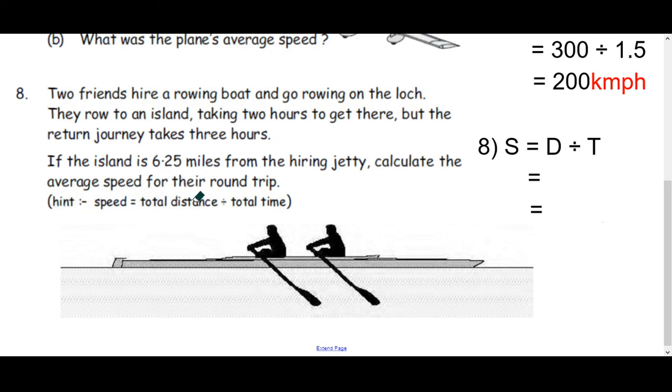So the speed is the total distance travelled divided by the total time it took. Now, if they're going 6.25 miles there and then returning 6.25 miles, the total distance, you've got to double this number. So if you double 6, you get 12, and if you double 0.25, you get 0.50 or 0.5, so that's going to be 12.5. And the time, 2 hours to get there and 3 hours to get back. Well, that's 5. So do your calculation, 2.5 miles per hour. So they must have been taking their time to do the 12.5 miles, just taking in the scenery, I guess.